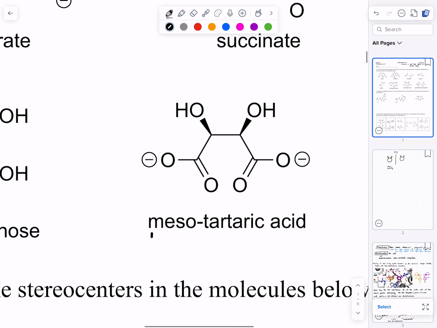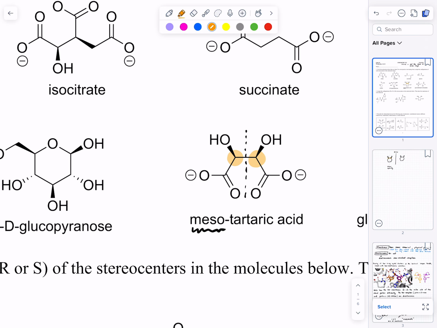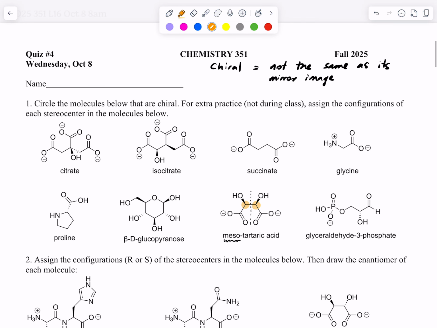Yeah, and it actually has the word meso in the name, so if it's got the word meso in the name, it's probably not chiral. It's got a plane of symmetry. There it is, right there. Those are stereocenters, but the molecule's not chiral because it's the same as its mirror image. Do you know any other shortcuts for identifying chiral molecules?